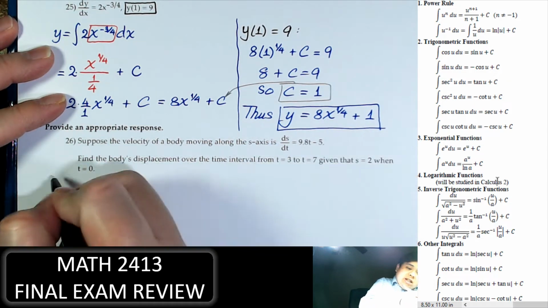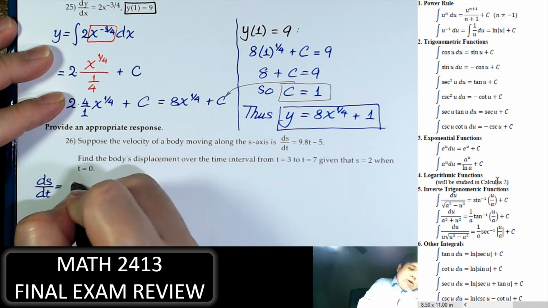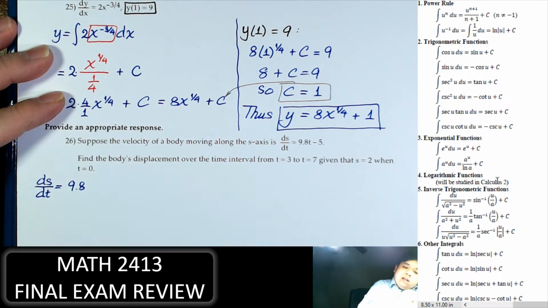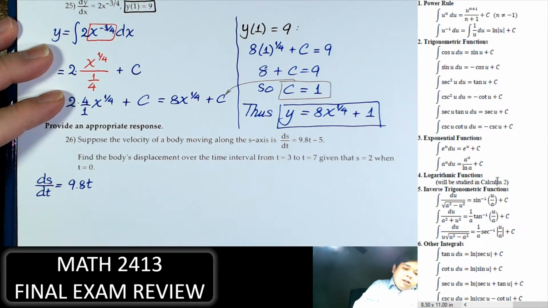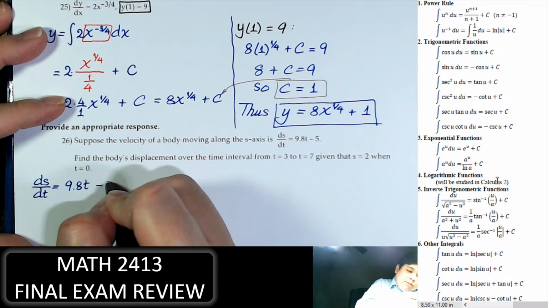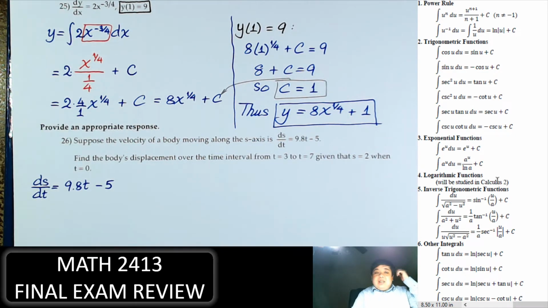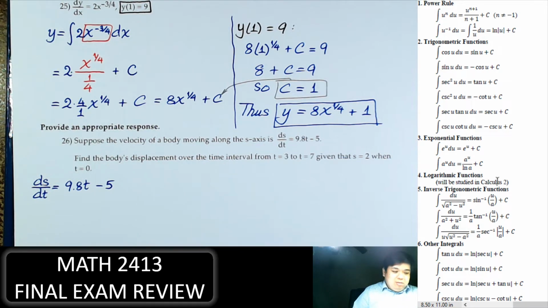We have ds over dt equal to 9.8. It's a coincidence that negative 9.8 meters per second squared is the acceleration due to gravity. This is not that 9.8, so a different coincidence. This is not acceleration due to gravity.